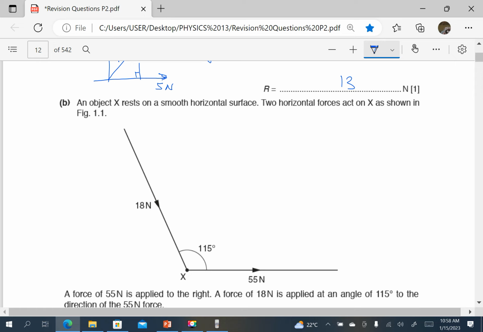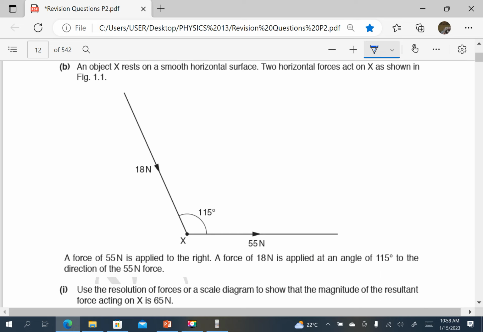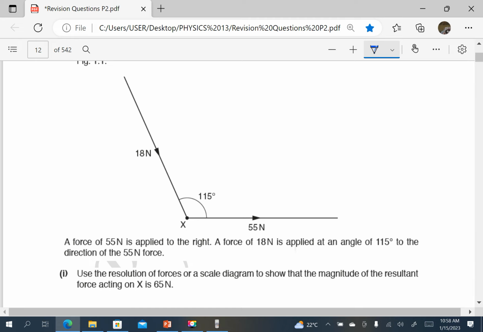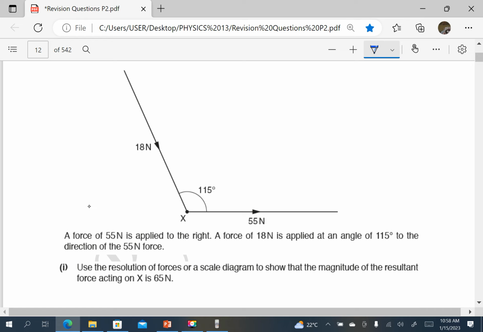The object X rests on a smooth horizontal surface. Two horizontal forces act on X as shown in the figure. A force of 55 newtons is applied to the right. A force of 18 newtons is applied at an angle of 115 degrees to the direction of 55. Use the resolution of forces or scale diagram to show that the magnitude of the resultant force is 65.